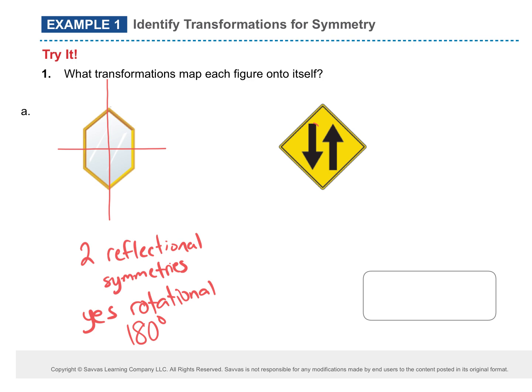If we just had the diamond shape, would that have symmetry? Yes, but we have to pay attention to what's on the inside. If I folded that in half, what would not match up? The arrows would not match up. Same argument here. If I folded that in half, the arrows would not match up. So no reflectional symmetry.